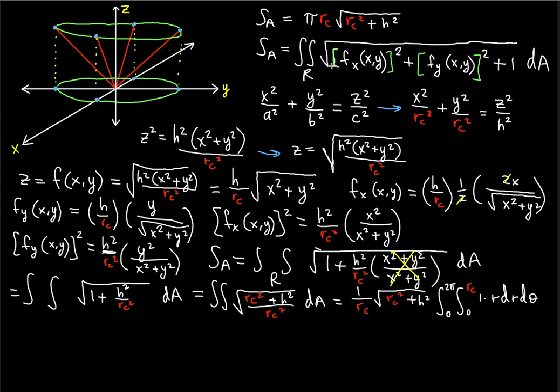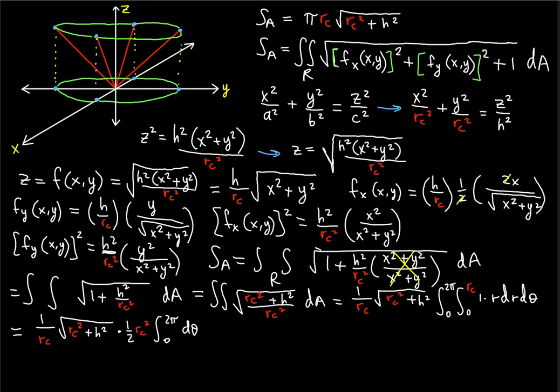I'm just going to work rather quickly. So we can just copy down 1 over rc, and then square root of rc squared plus h squared. And of course we're integrating the r first, so it becomes 1/2 r squared using the power rule. And the 0 doesn't matter, but the rc replaces the r, right? So it's just going to be 1/2 rc squared, right? So 1/2 rc squared. And then the integral here from 0 to 2 pi d theta.